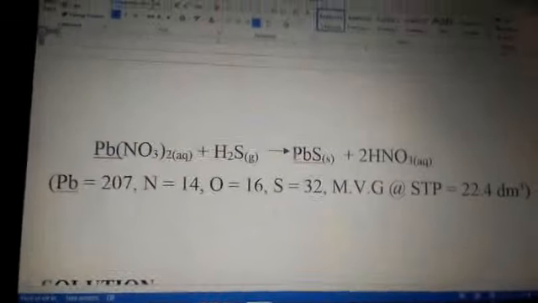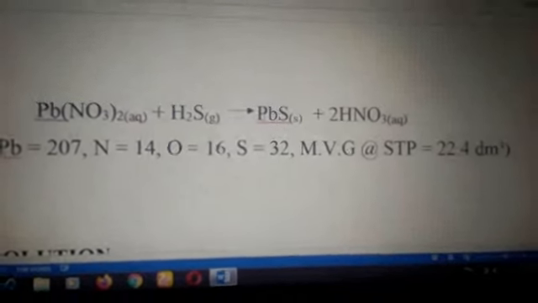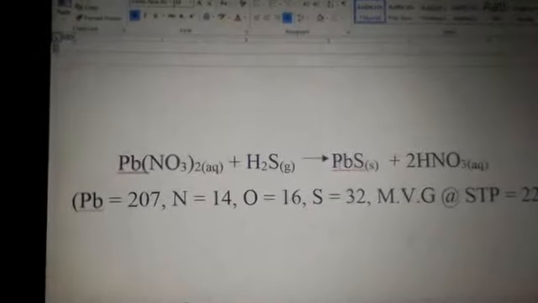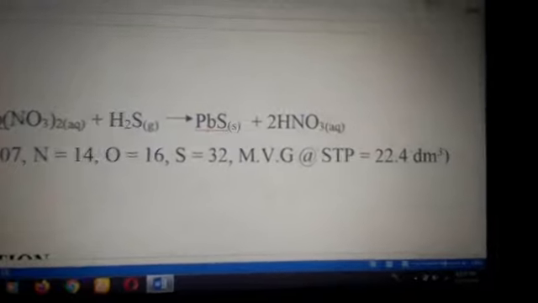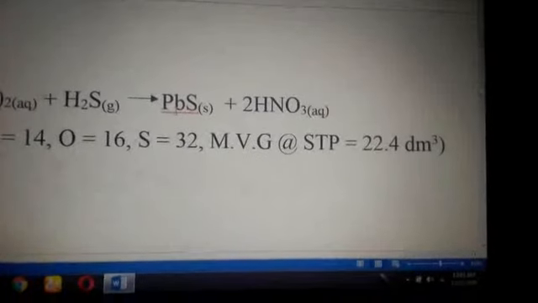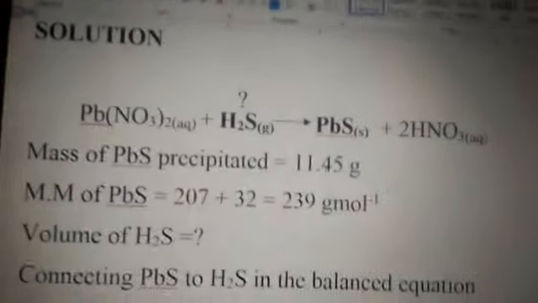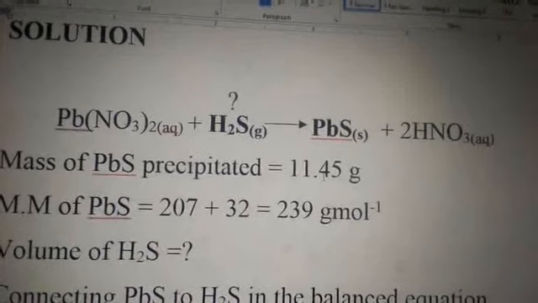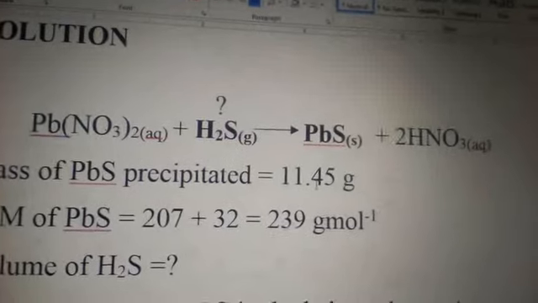So move on. The equation is lead nitrate with hydrogen sulfide giving us lead sulfide and HNO3. We're given the atomic mass of lead as 207, nitrogen as 14, oxygen 16, sulfur 32. Then the molar volume of gas at STP is 22.4 dm cube. So let's go to the solution. What are we looking for? We're looking for the volume of hydrogen sulfide. That is why hydrogen sulfide was made bold, and the question mark is on it.